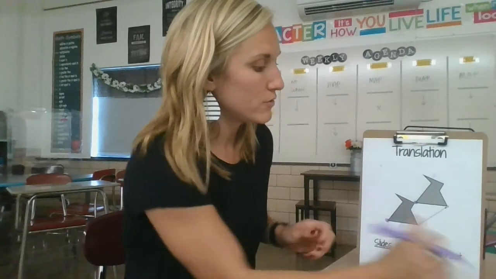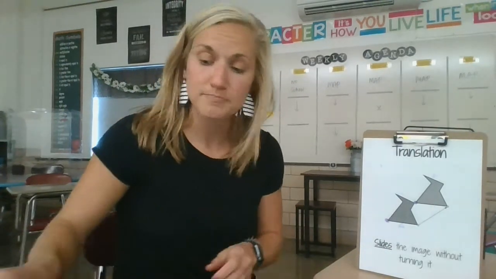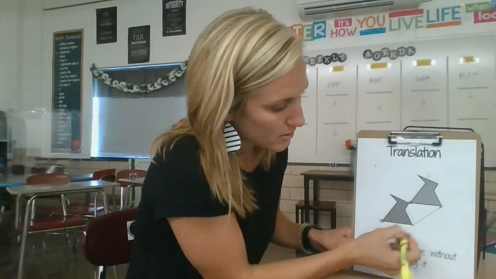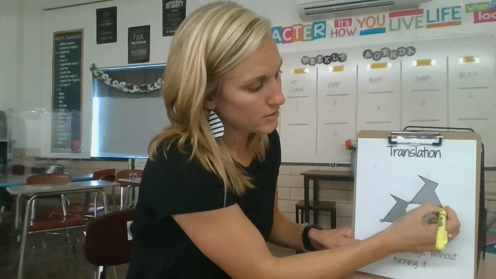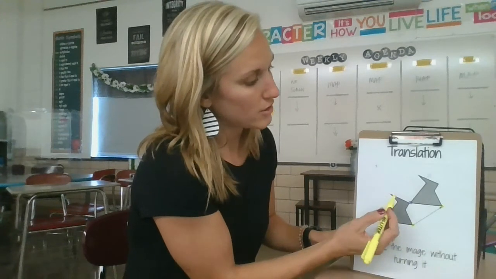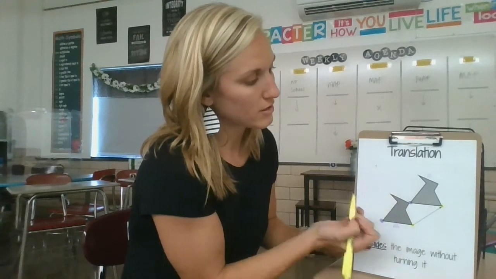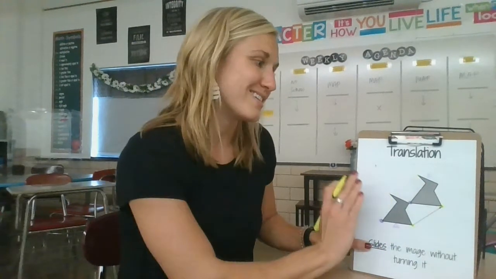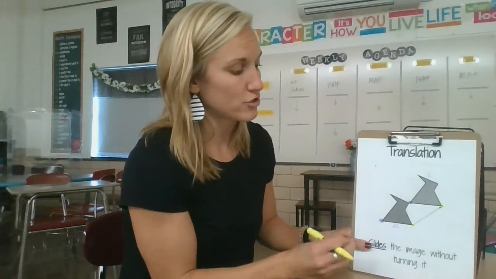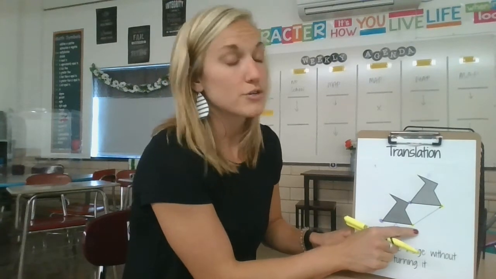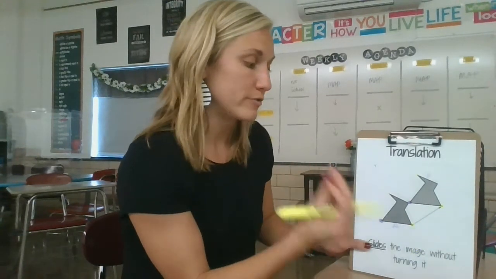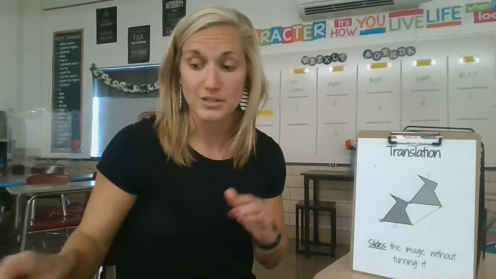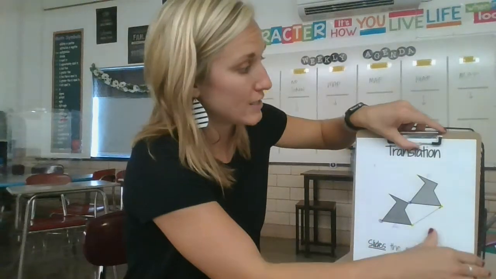Then you need to make sure that all corresponding pieces line up. For example, my yellow dot would correspond with this point right here, okay? And you would also notice that this beak looking thing also matches up right there. What I mean by that is that it doesn't flip, it doesn't turn, it stays the same direction, and all of your points move in the same direction, the same number of units. So translation slides the image without turning it at all. So that is a translation.